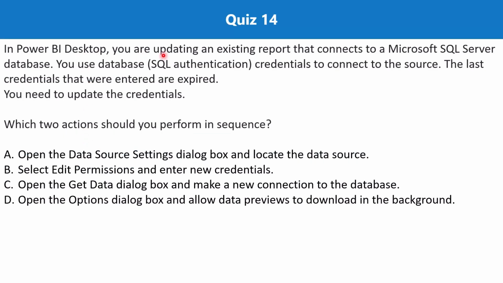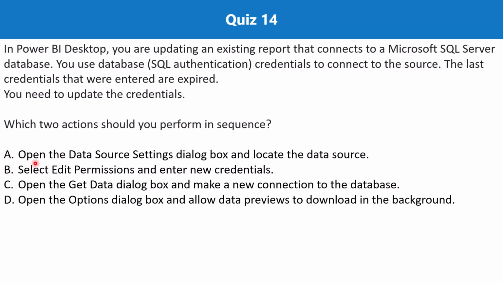Question 14. In Power BI Desktop, you are updating an existing report that connects to a Microsoft SQL Server database. You can use database SQL authentication credentials to connect to the source. The last credentials that were entered are expired. You need to update the credentials. So the credentials are SQL authentication, and we need to update the credentials. Which two actions should you perform in sequence? So you have to select two actions and also the right sequence.